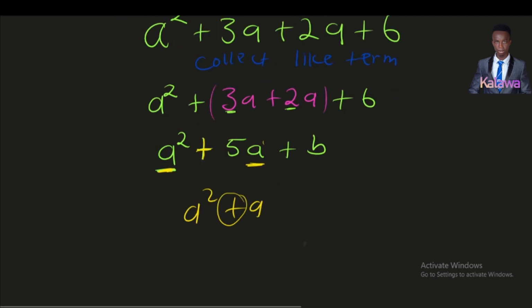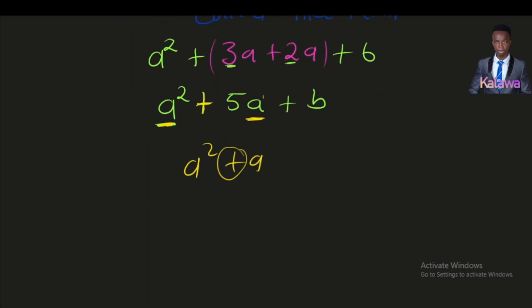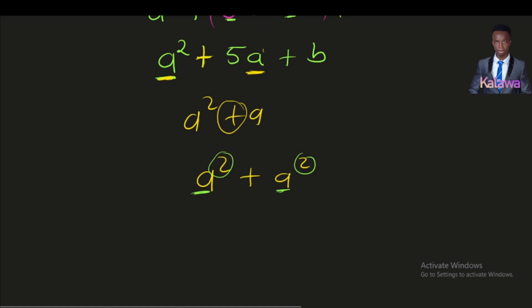You understand? But let's say we have a square plus another a square. So these two are like terms. They are like terms because they are sharing the same power, and they are sharing the same base, irrespective of the coefficient that might be in front of them. So these two are like terms.